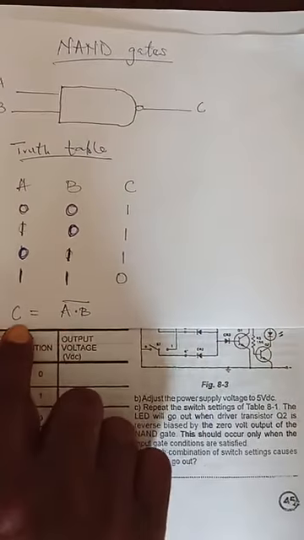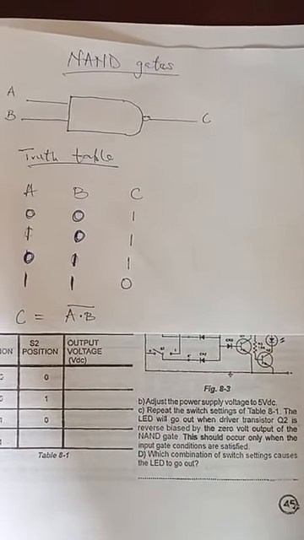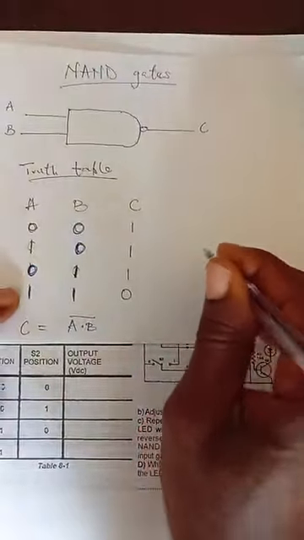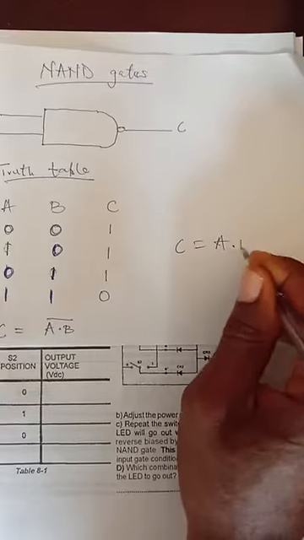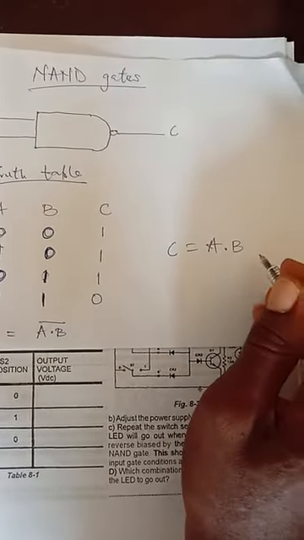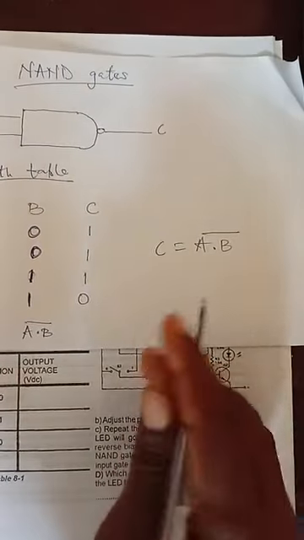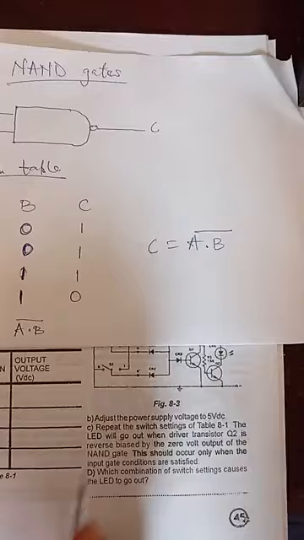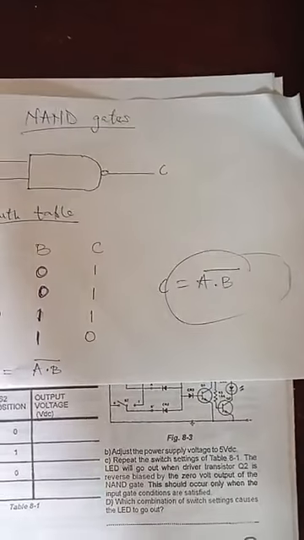And the equation, if you're talking about the AND gate, our output is equal to A, the first input, multiplied by the second input. But if you're talking about the opposite, that means we are going to have a bar over it. The opposite, that's the NAND gate. This is the equation for the NAND gate.